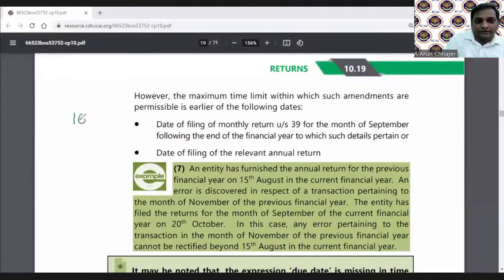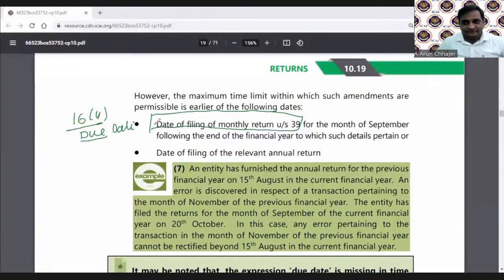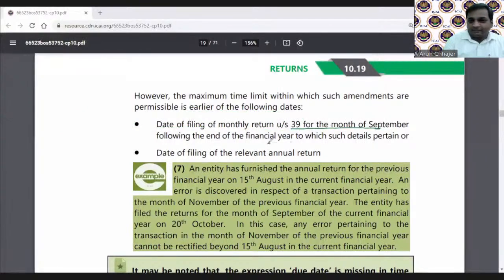See, if you remember 16.4 using the word due date. And here they are talking about date of the filing of the return under section 39. This is the difference. For the month of the September following the end of the financial year to which it pertains, or date of the filing of annual return, whichever is earlier.